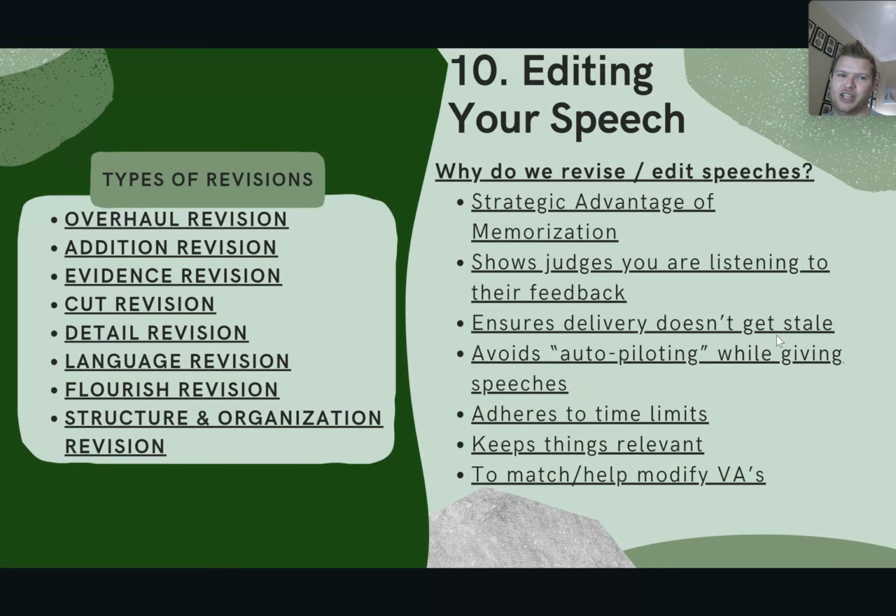Next up, we have editing your speech, which is very important. There's lots of different types of revisions, but before we go over the types, why do we revise or edit our speeches in the first place? Well, there's a strategic advantage to memorizing your speech. You get to choose 100% of the words that you say when you are memorized. Unlike in other types of the activity like extemp, where you only get 30 minutes and your brain just has to kind of say what comes to you, if you have 100% choice, you should take 100% choice.